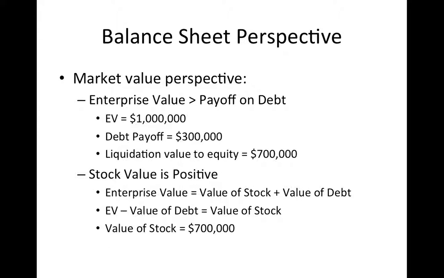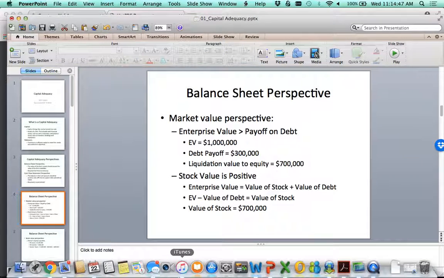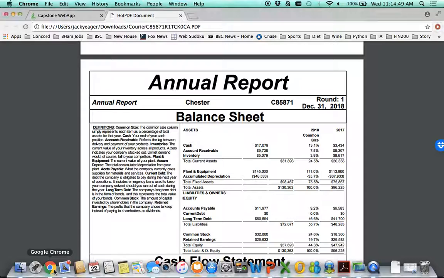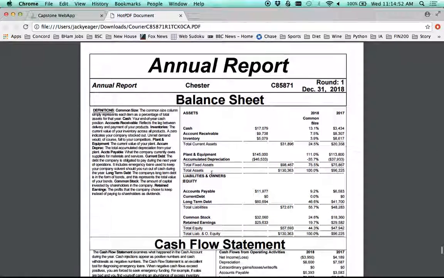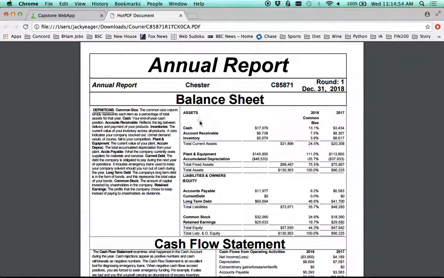So let's talk a little bit more about the balance sheet perspective. I'm going to flip over real quick to our CapSim simulation that you guys are going to get involved in and show you an example of a balance sheet. Again, they can come in different forms. You should have seen all of this from accounting and so forth.